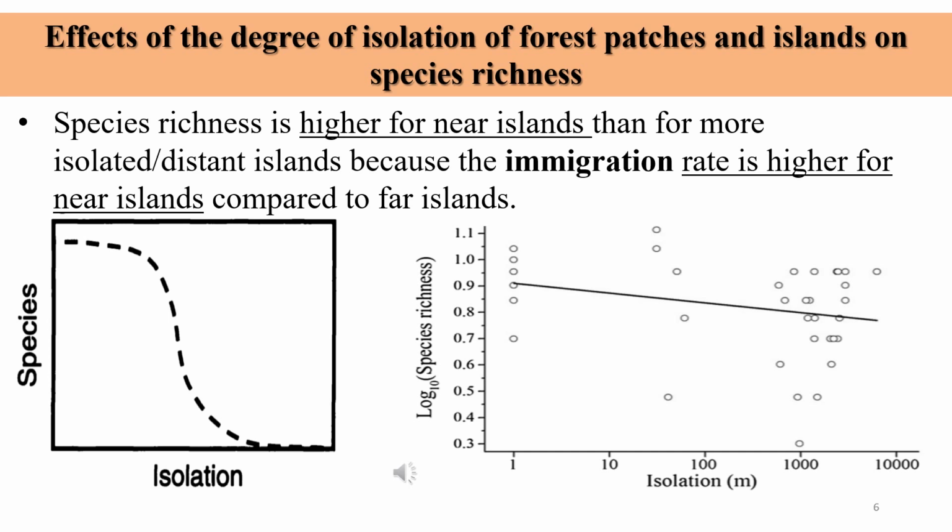According to the species isolation relationship, if two islands are of the same size, the island closest to the mainland will have more species than the more isolated or the more distant island. This is because isolation determines immigration of species. Hence, immigration rates will be higher on the near island than on the far island. This is confirmed by the graphs, which show that as isolation increases, or as the distance from the mainland increases, species richness decreases.